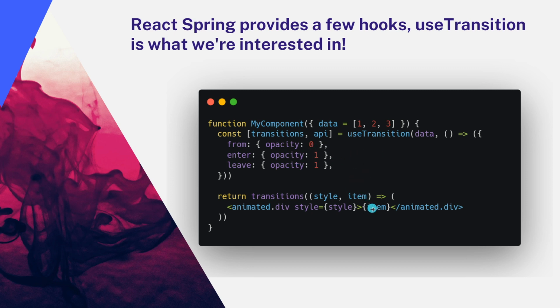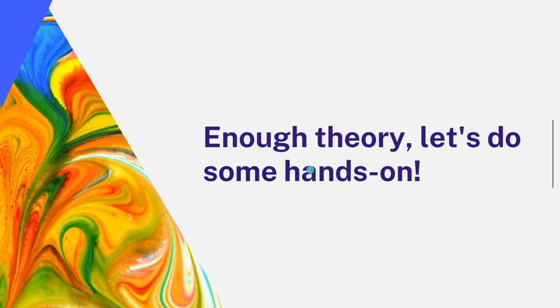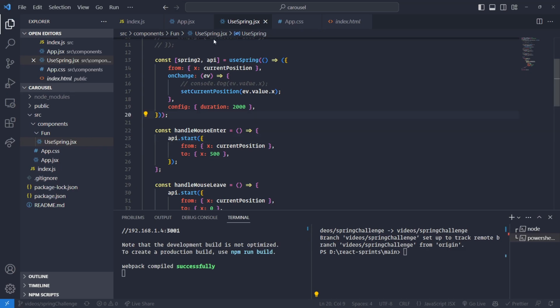As soon as the element, or this data 123, is mounted, you control what all things are mounted by this kind of transitions function. So this returns a transitions function and the API and so on. It is going to go from opacity 0 to opacity 1. That's it. That's pretty much it. Let's jump onto the code right away. Enough theory. Let's do some hands-on.